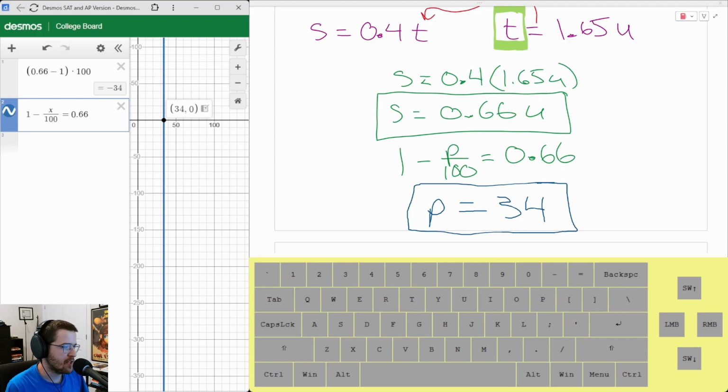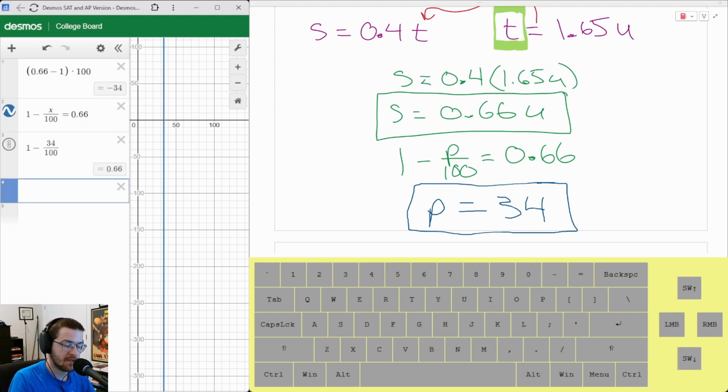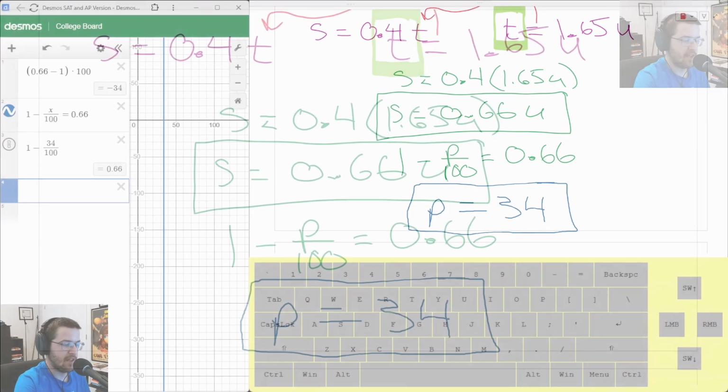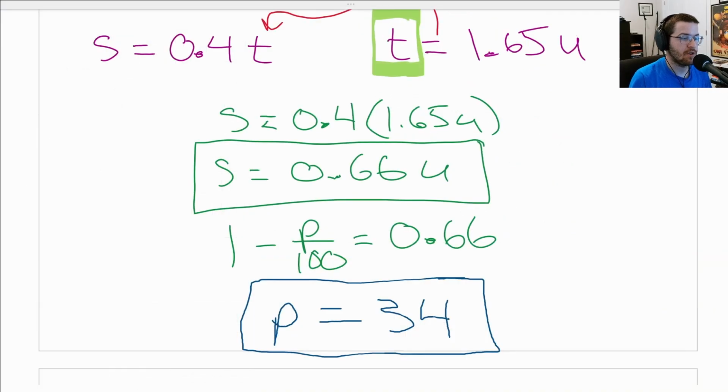And that's basically it. I would suggest if this is confusing you, when you're done, just plug it back in to make sure it kind of makes intuitive sense. So if I do a 34% decrease, do I get 0.66, a multiplier 0.66? Yes, I do. And that is what's in the equation. So the answer is 34.